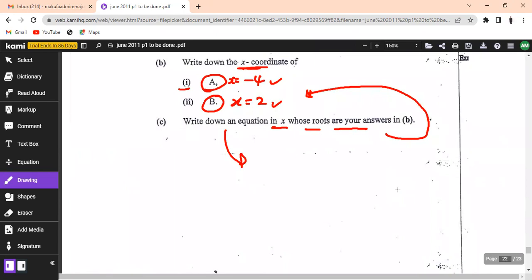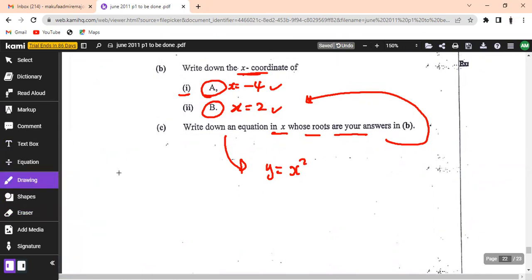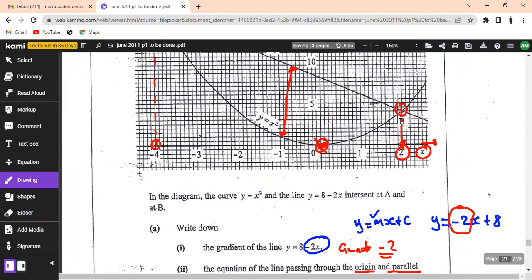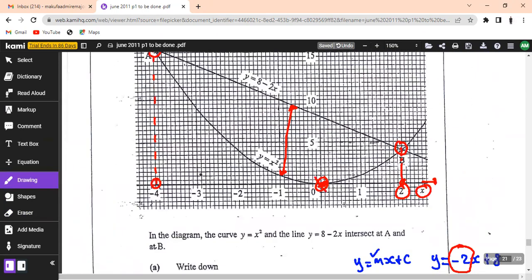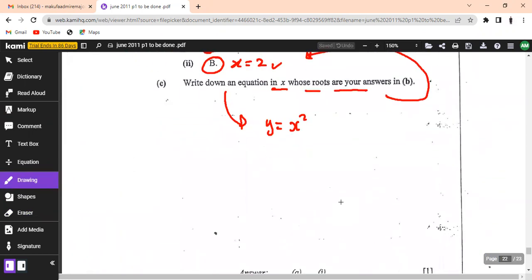So we are saying the two graphs are equal, which means y is equal to x squared. The first graph that we had was y is equal to x squared, okay? That is the first graph that we had here. And the other one is y is equal to 8 minus 2x, not x, but minus 2x. That was the other graph.